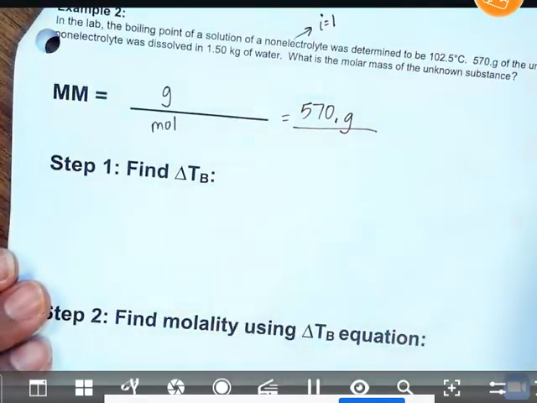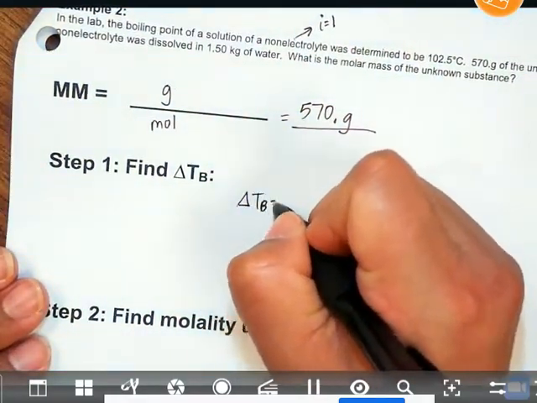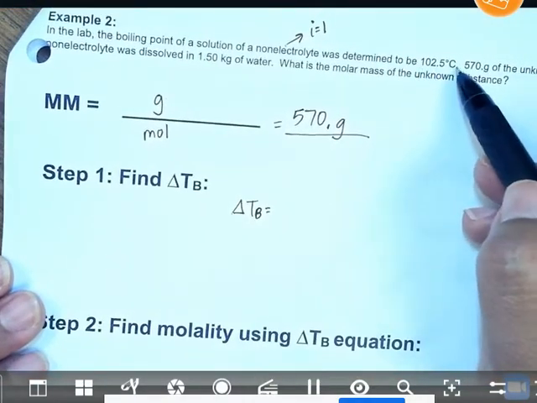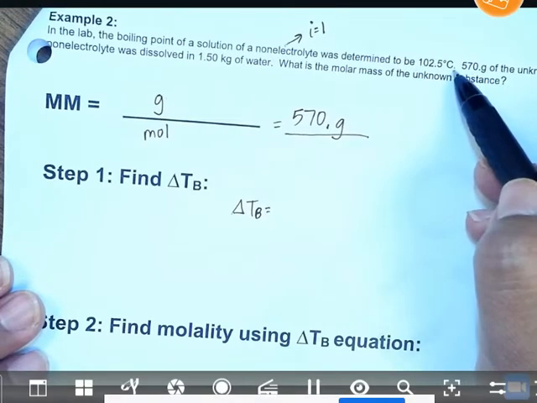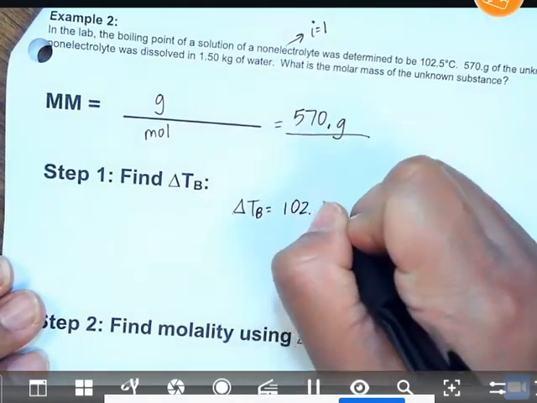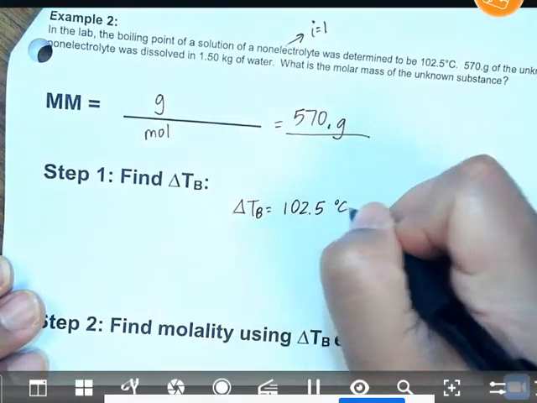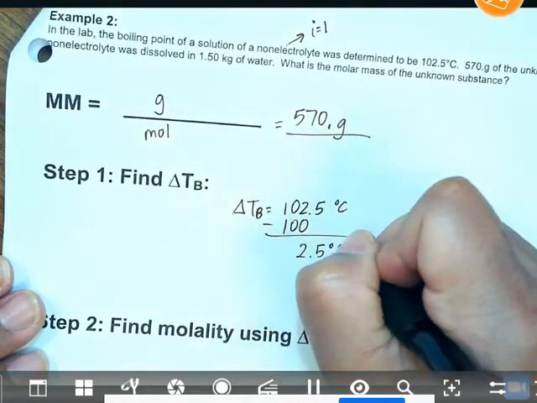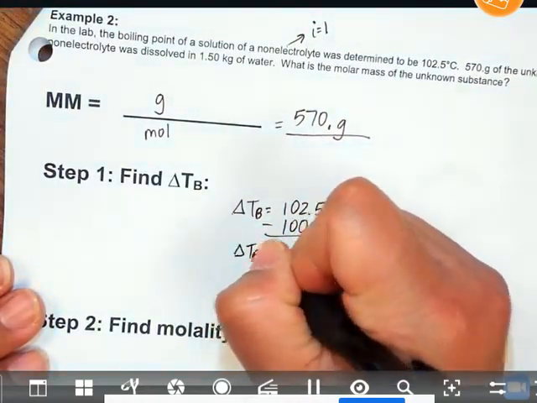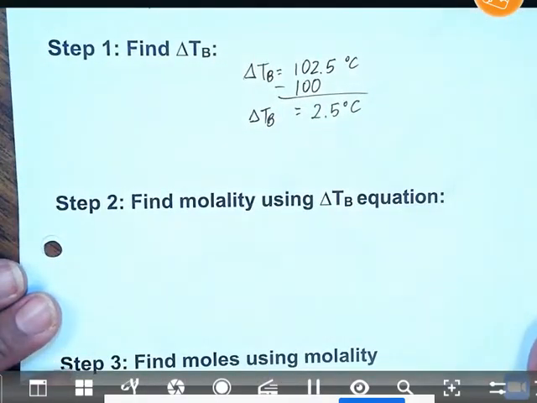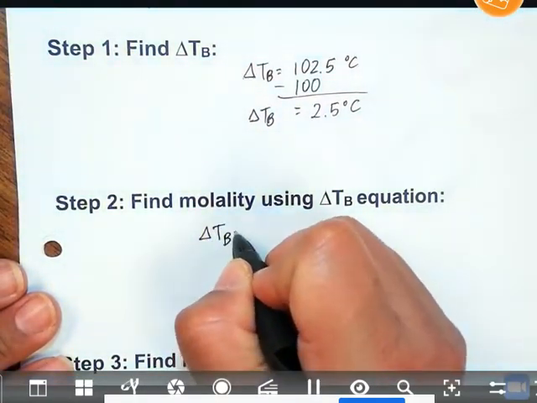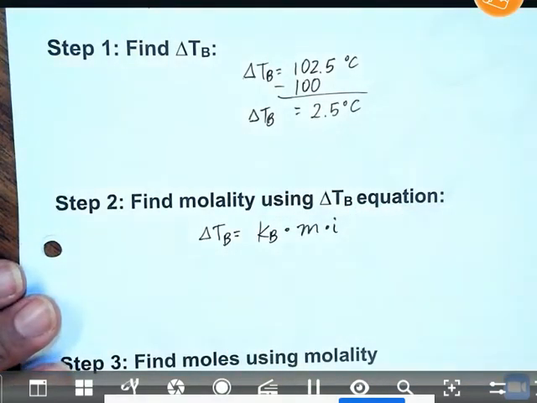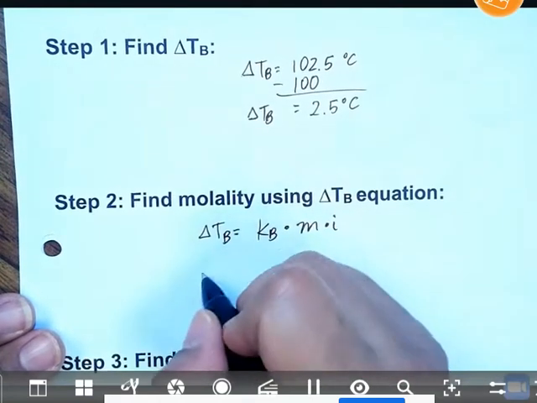So I have to use the information in the problem to figure that out. First thing I have to do is find delta TB. Well, the boiling point of the solution with the dissolved non-electrolyte is 102.5 degrees Celsius. So to figure out what that delta TB is, I'm just going to subtract the boiling point of water. So 2.5 degrees Celsius is the delta TB. Now we're going to find molality using the delta TB equation.